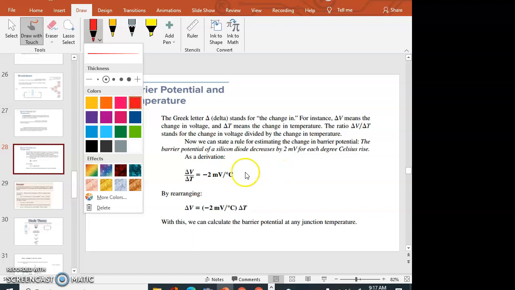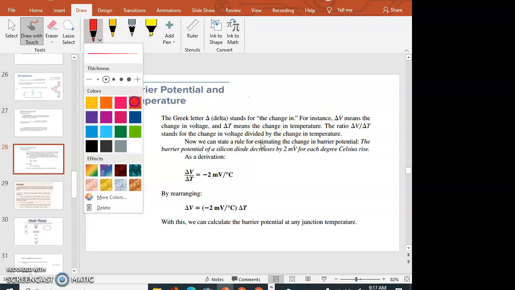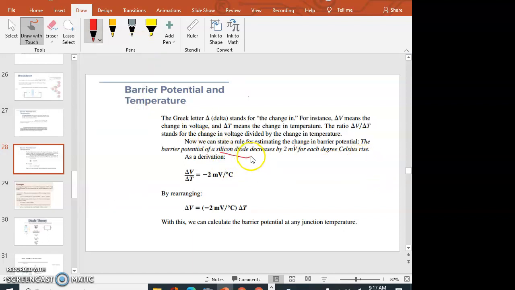Their relationship. So, it says here that there is a rule for estimating the change of barrier potential and what affects the barrier potential of our silicon diode. So we are talking about silicon diode. So what affects the barrier potential? It is actually the increase in temperature. If there is a degree rise of temperature, there is a decrease of 2 millivolts for each degree rise of temperature.